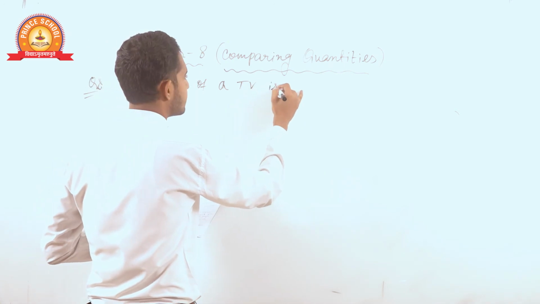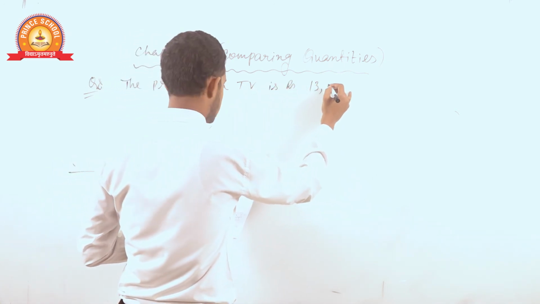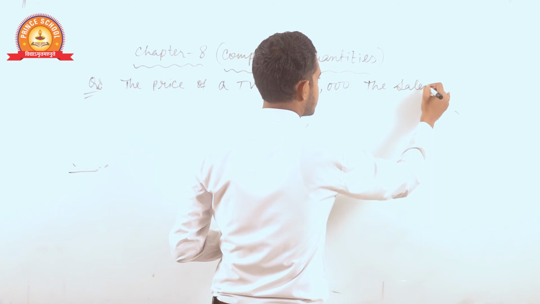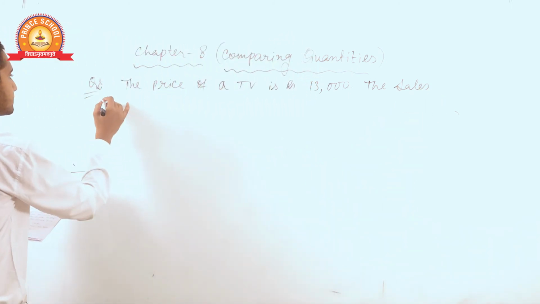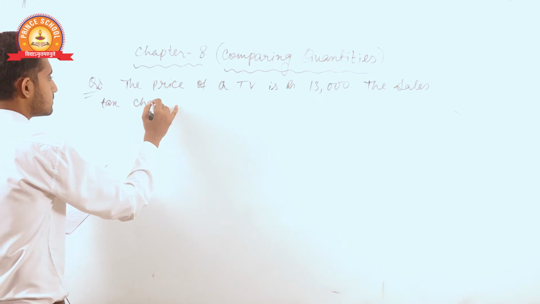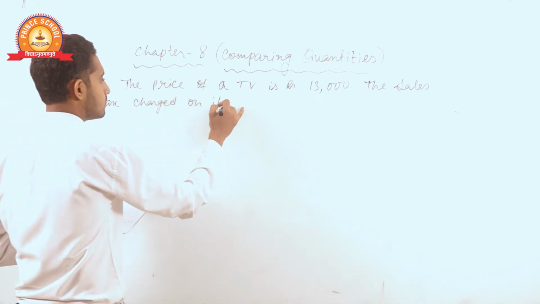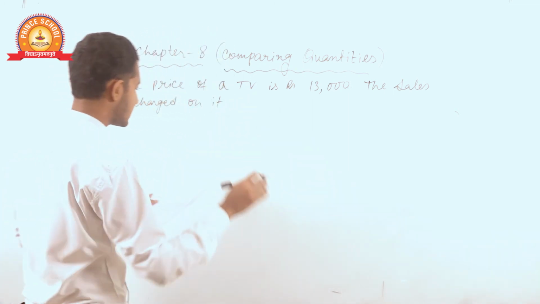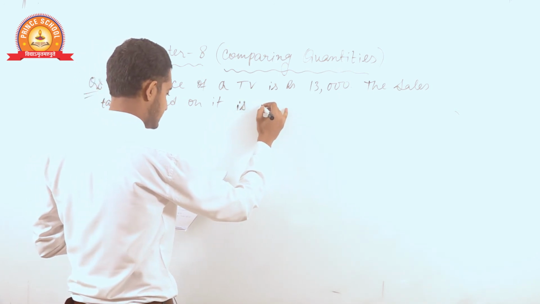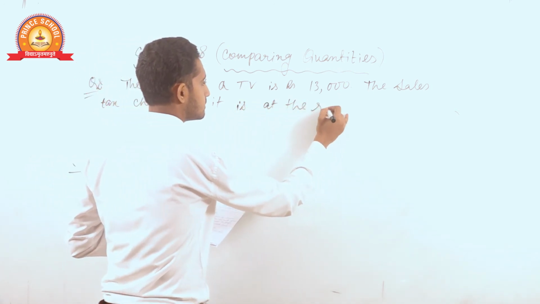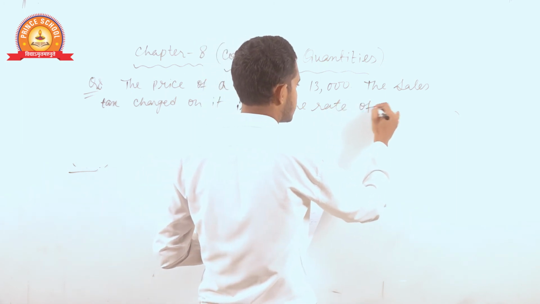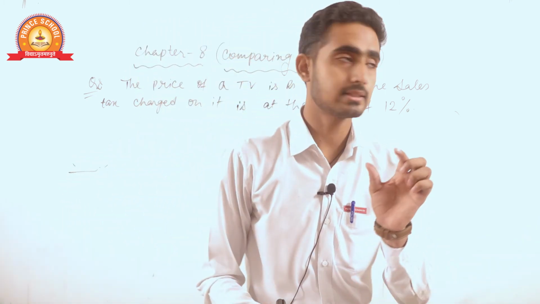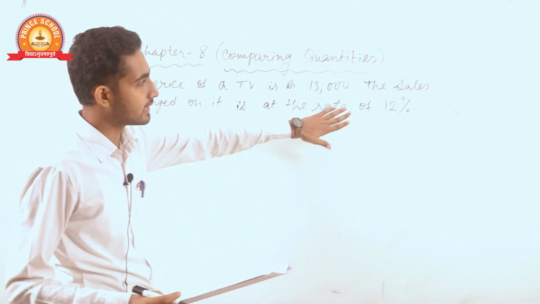The price of a TV is given in your question. How many? 13,000 rupees. And the sales tax, that is very important, sales tax charged on it is at the rate of 12%. Always remember, on any product you buy, a tax is charged, that is sales tax, and sales tax at which rate? That is 12%.